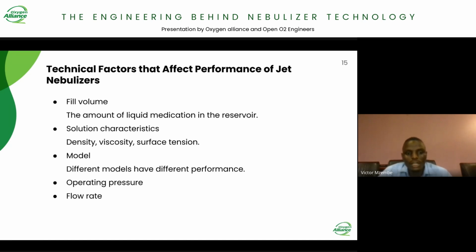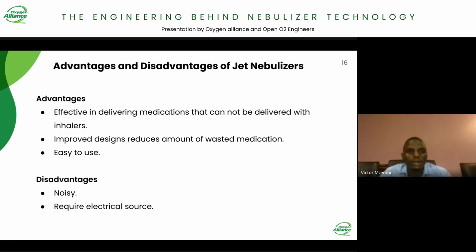Similarly, if it's on the higher side, the nebulization rate will also be high. So let's look into the advantages and disadvantages of jet nebulizers.